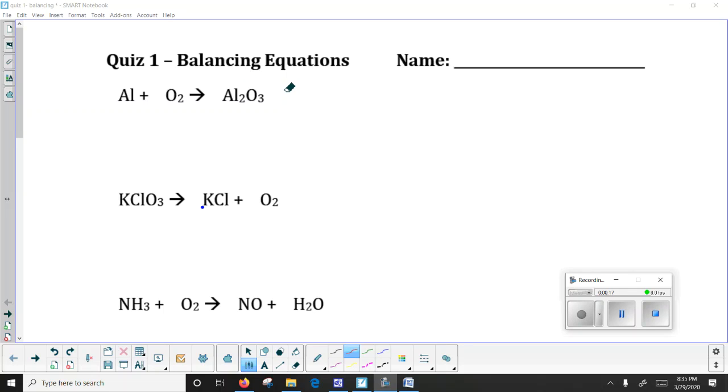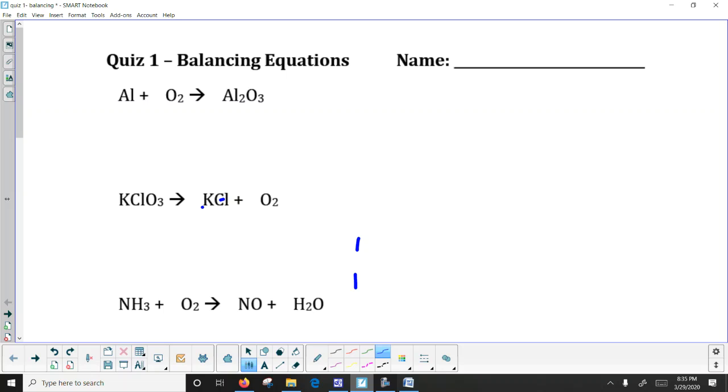And the way you do that is you can't just change the number of aluminums. I can't put down Al2 and then scratch this out and put O3. It doesn't work like that. All you can do is change the multiples of atoms or molecules. So I can put a coefficient in front of each of these. So let's look at an example and get a better idea of what's going on here.